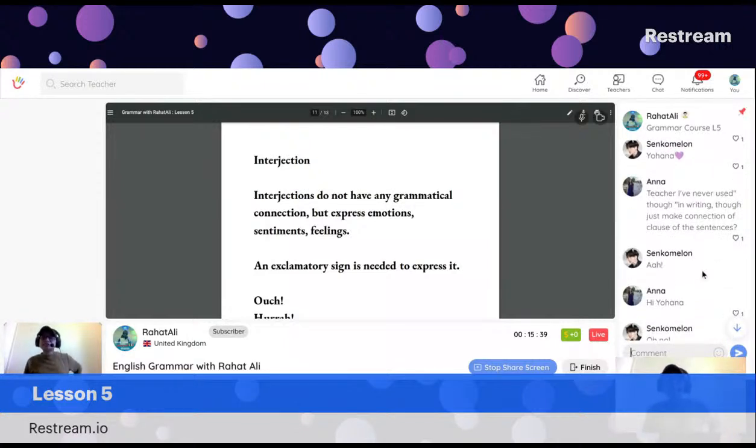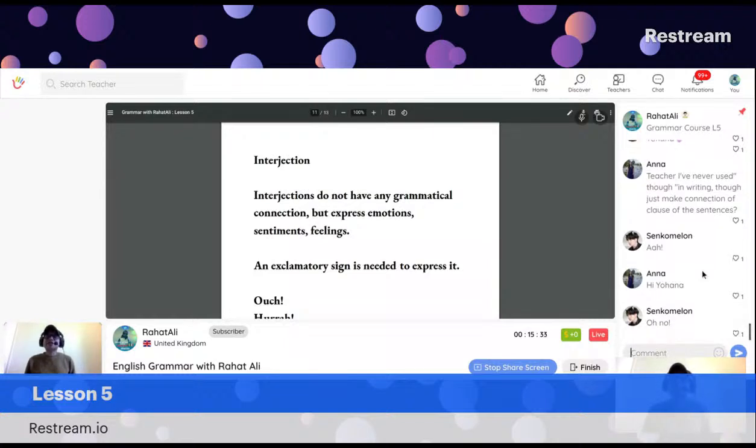Anna says, teacher, I have never used though in writing, though just makes a connection of clause or sentence. Yes, I'm going to give an example, Anna. What is the meaning of though? This is the first thing. You know, does anyone know, Sankor, Yahuna?